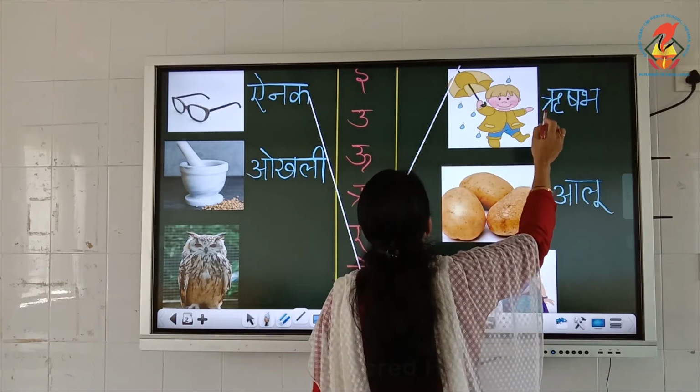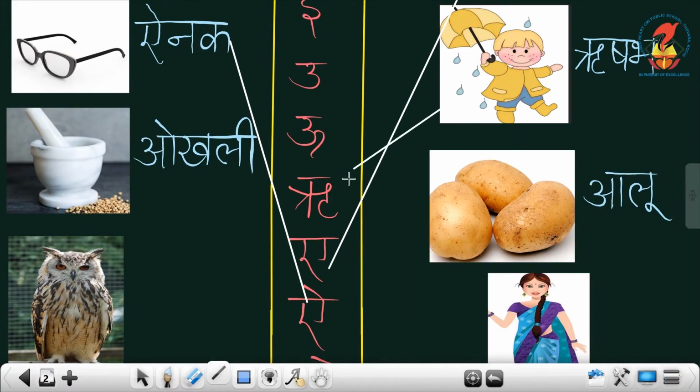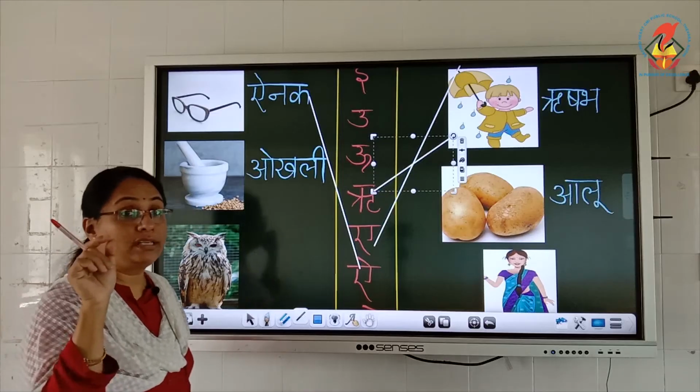Rishabh, Re. Where is Re? Here. So I am going to match Re here. You have to match the first sound.